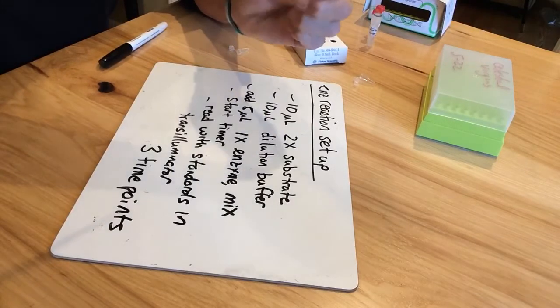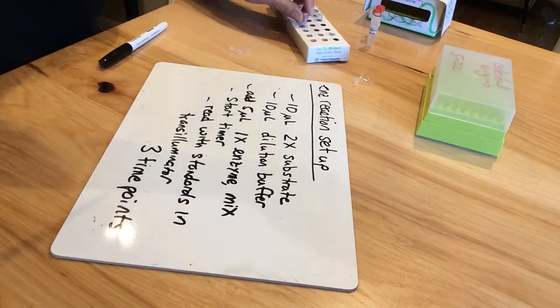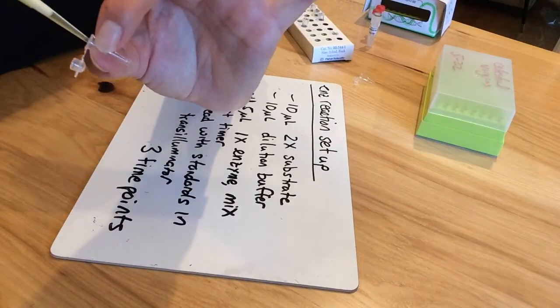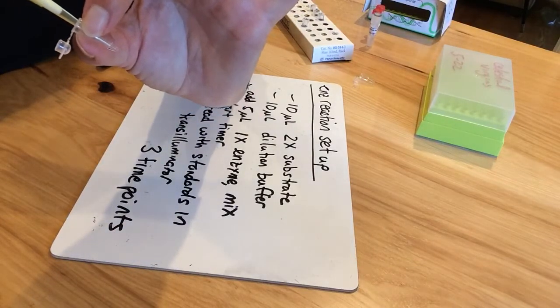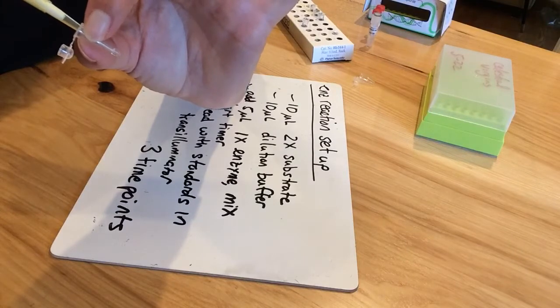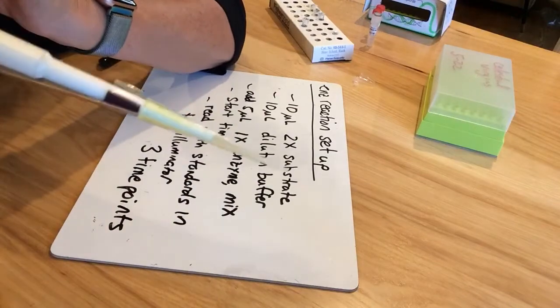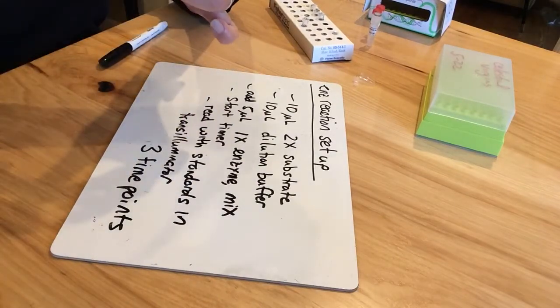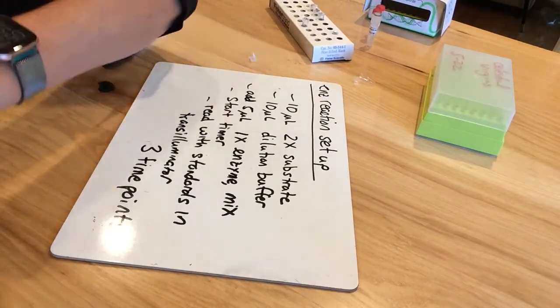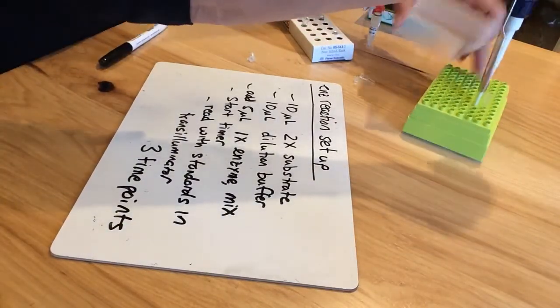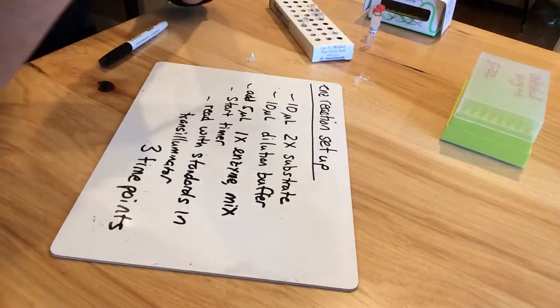And I'm going to put that in my tube. You can see there's a tiny bit of liquid in there, and I'm just going to add it. I'm going to pipette up and down to mix it. I don't have anything in my tip. I throw my tip out, get a new tip, and now I'm going to adjust my micropipetter down.